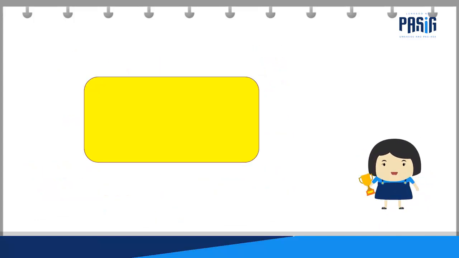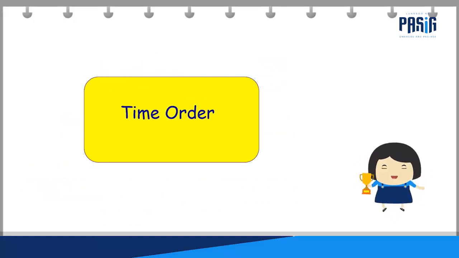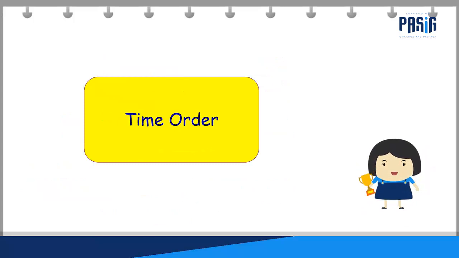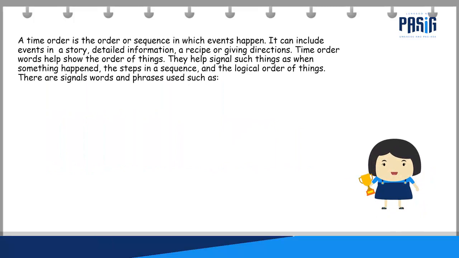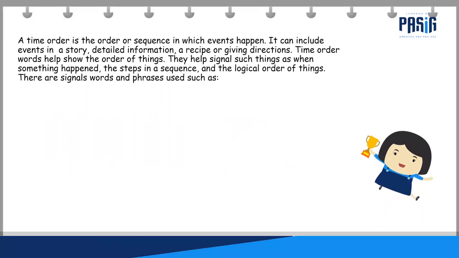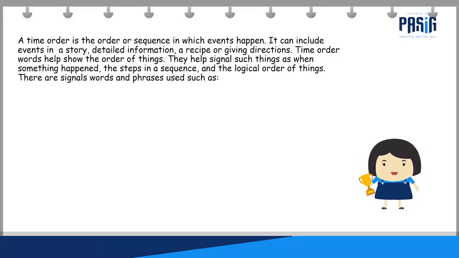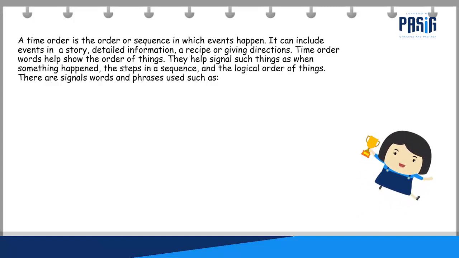Today, let us talk about another text type according to purpose, the time order. A time order is the order or sequence in which events happen. It can include events in a story, detailed information, a recipe, or giving directions. Time order words help show the order of things. They help signal such things as when something happened, the steps in a sequence, and the logical order of things.